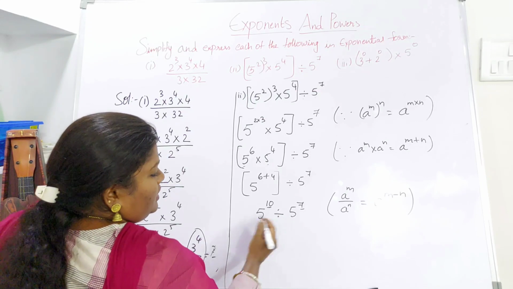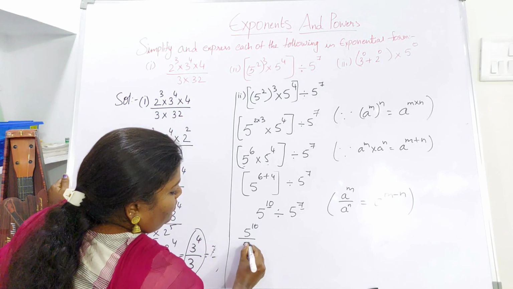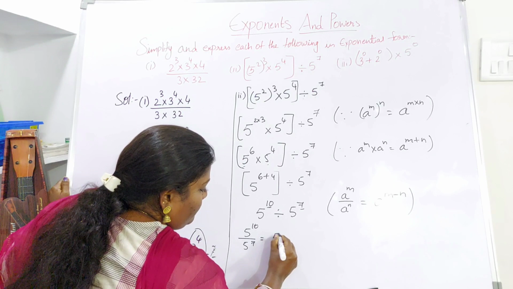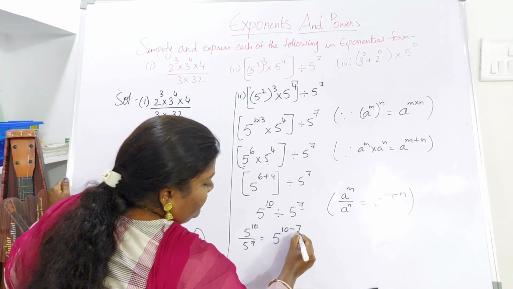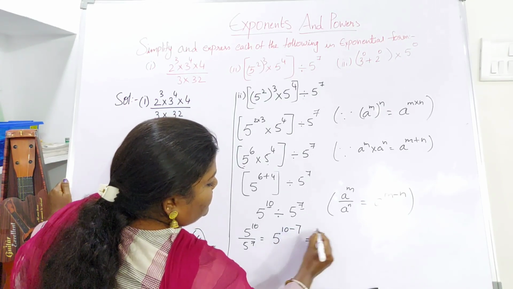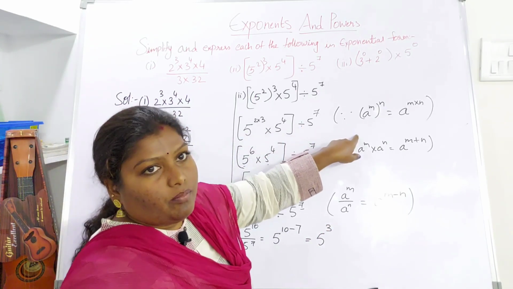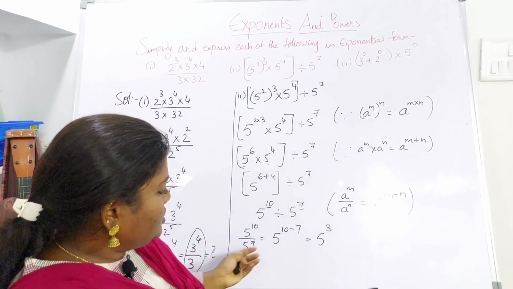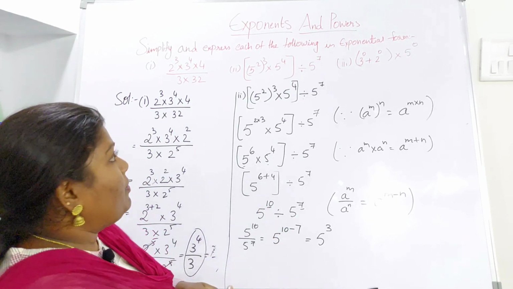So this is nothing but 5 power 10 by 5 power 7, because the numerator power is bigger, 5 to the power of 10 minus 7. So this is nothing but 5 to the power of 3. So hope you have understood. Now see, wherever I have used the formula, I have written it, which will be easy for you to understand. Yes, so at last I got 5 cube. So let me continue with the next one.